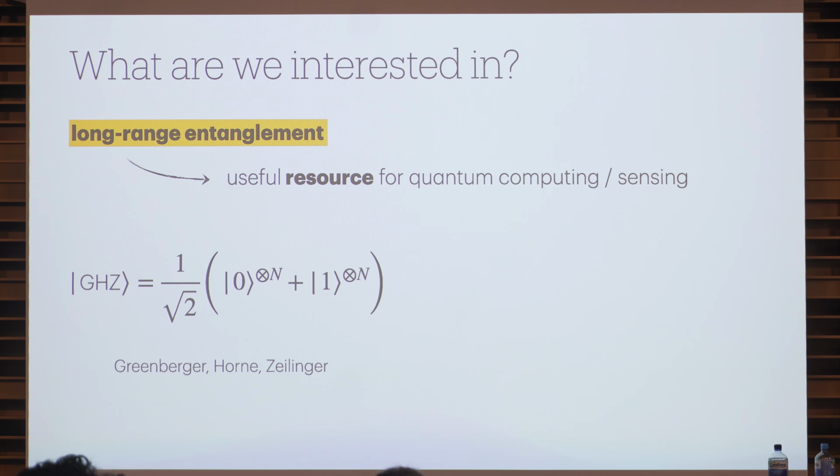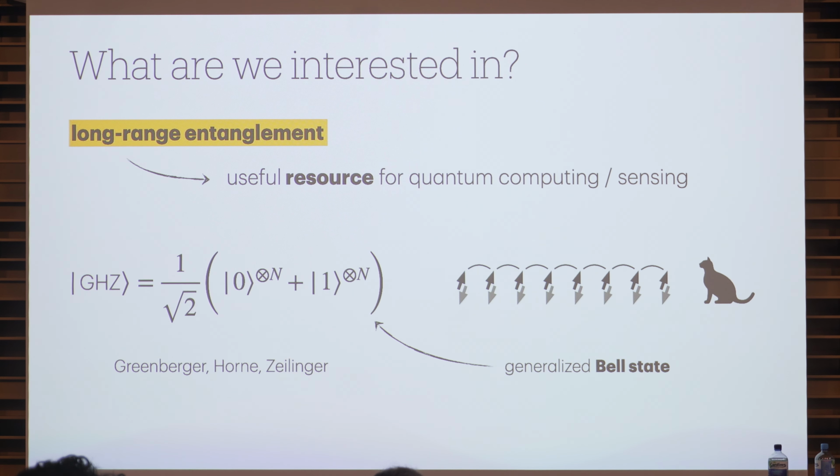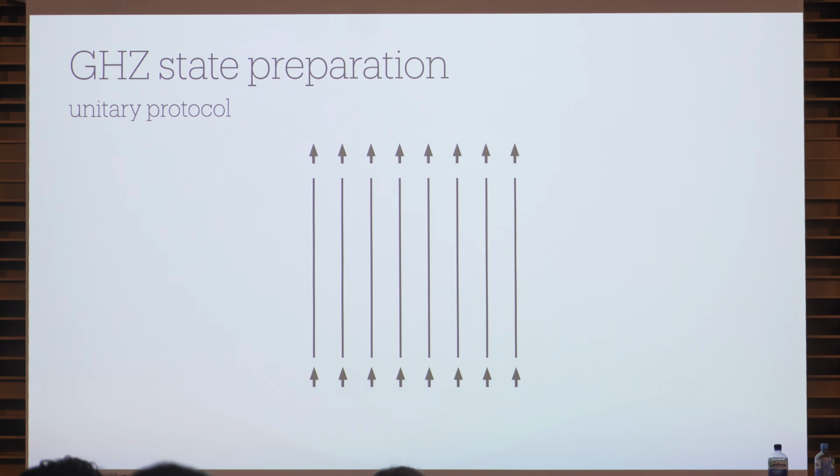So you probably know GHZ states. It's just this superposition of zeros and ones. You can also think about them as a generalization of Bell pairs. And throughout the talk, I will visually represent them via these arrows. And GHZ states being this superposition of two macroscopically distinct states, we can also name them cat states. Okay, so they can be quite useful, but how can we actually create them?